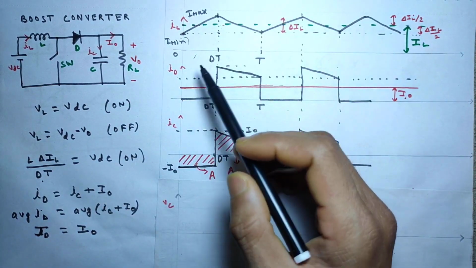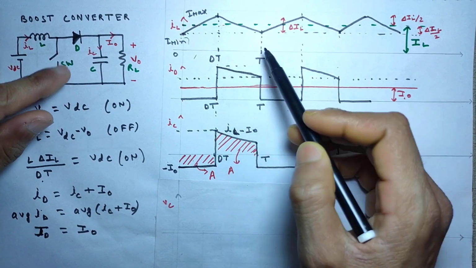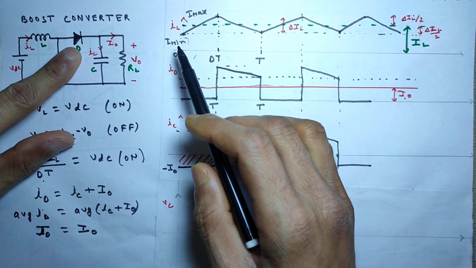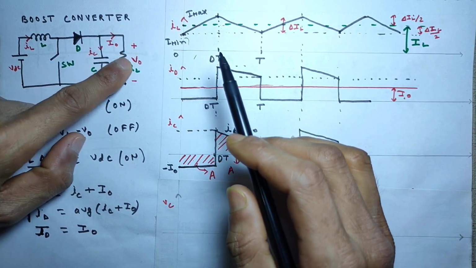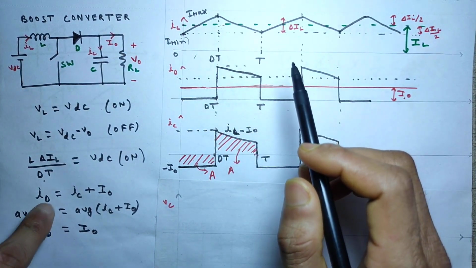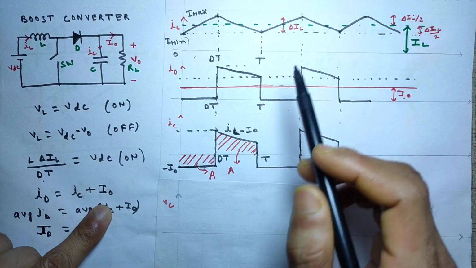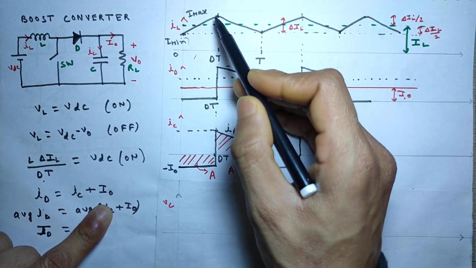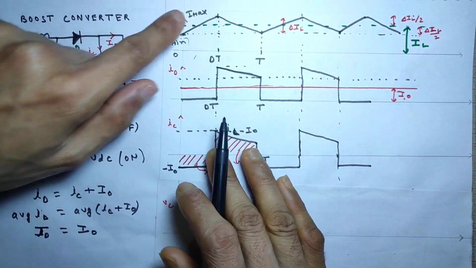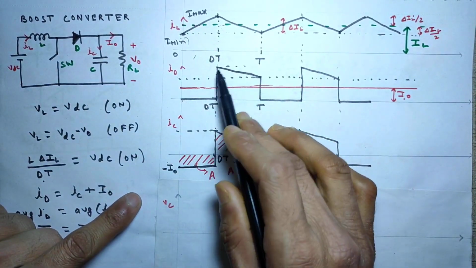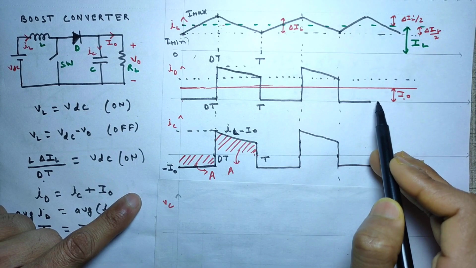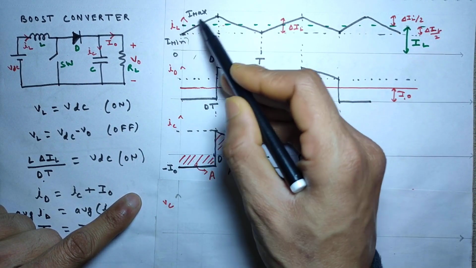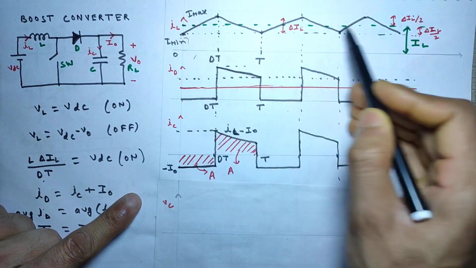See this off period from dt to T, this IL current is the diode current, and ID is equal to IC plus I naught, which I have written here. So we will draw the ID graph from this IL. We will remove this portion, so ID is equal to this curve. Like that.